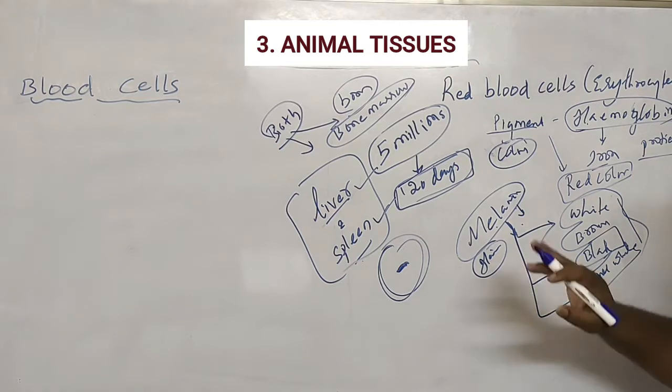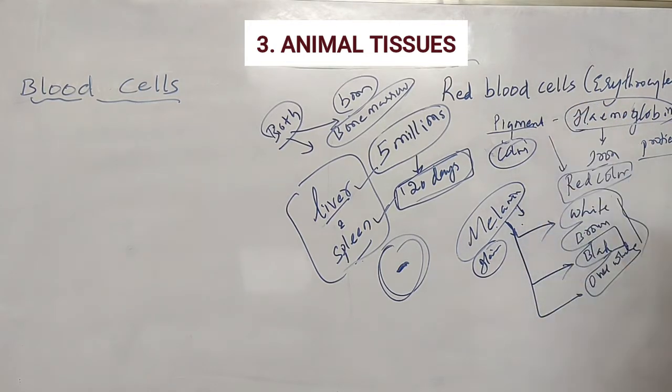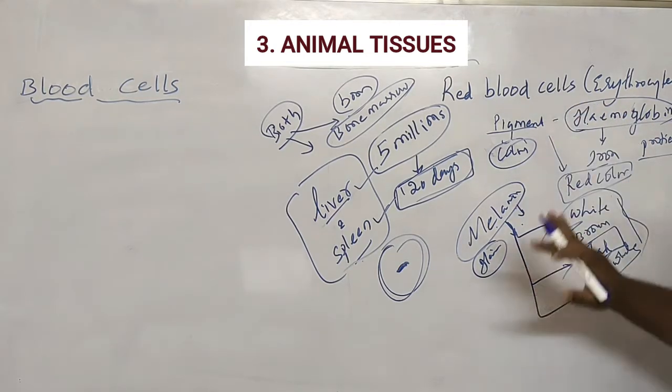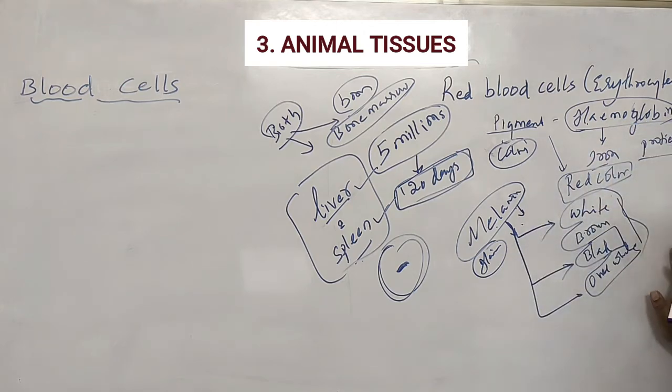So this is about the RBC. Very little information is there, but you can still remember this because the question may come about RBC. Even you can write this in your notes. You copy this question and write it as homework in your notes. So this is about the RBC.